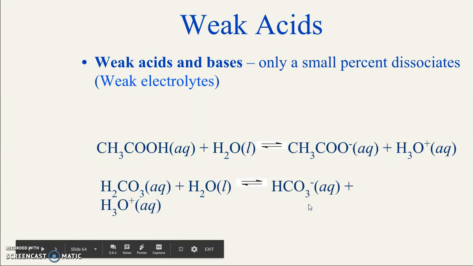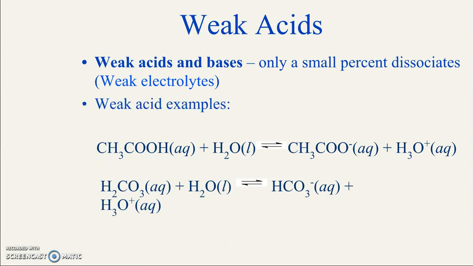Now there are weak acids and weak bases, and what makes them weak is that only a small percent dissociates. So you see how only a small amount becomes the product, so we show these as reversible. In this case, we have acetic acid, which is vinegar. That's the formula for vinegar, reacting with water.